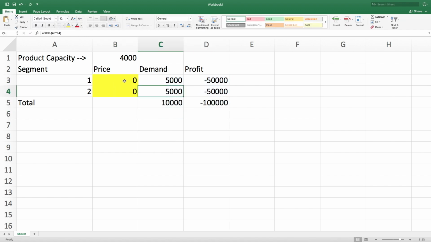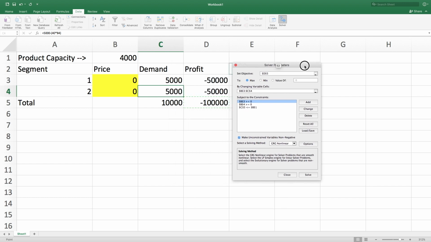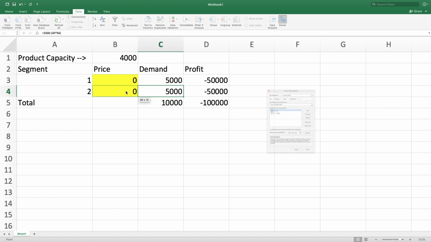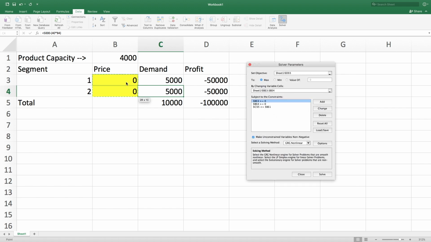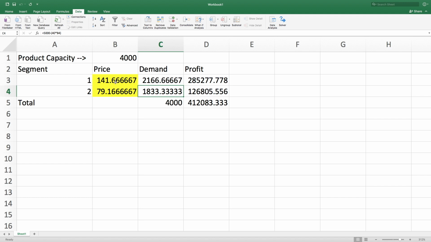So we want to be able to find the optimal price values. We want to maximize this number, which is the total profit, by changing these two cells. And we also say that these two numbers have to be more than or equal to 0, and this number here should be less than or equal to 4000. So then we say solve. These are the values we get.